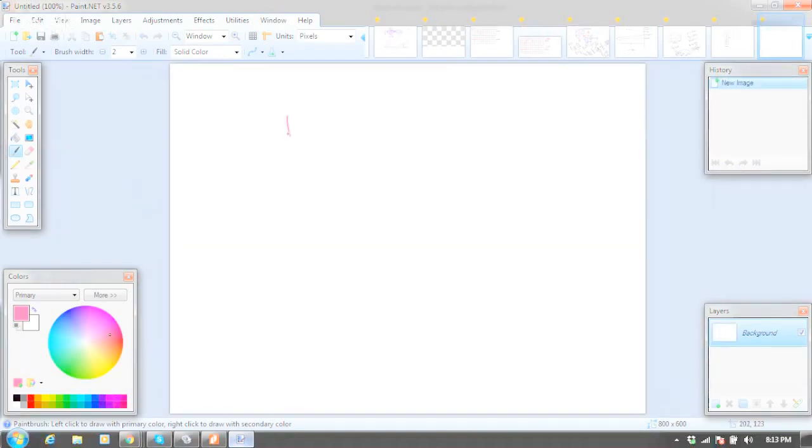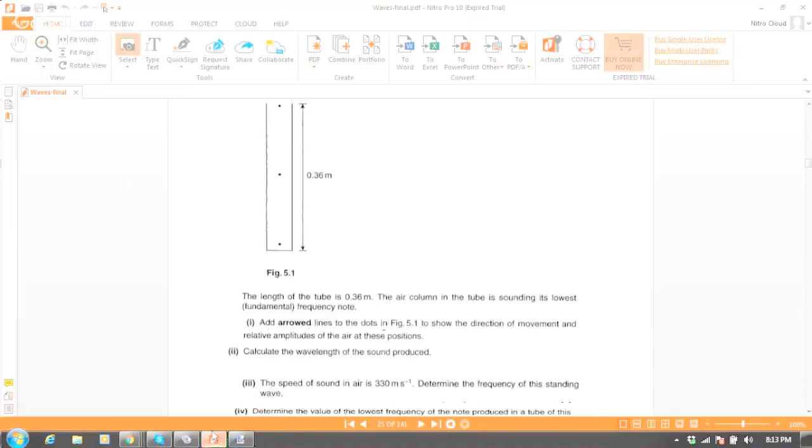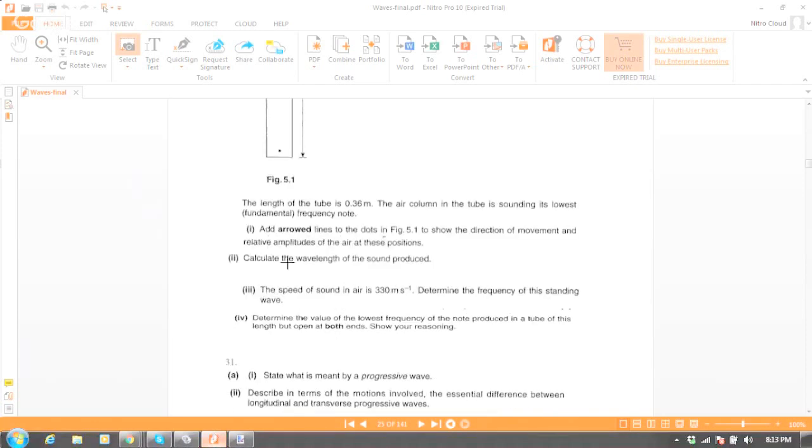So in case of the lowest frequency, this is node, and this is antinode. This will be the formation, and that is lambda by 4. So lambda by 4 is equal to length, and hence lambda is equal to 4L. Values आपके पास होंगी, आप नोट करके calculate करें. And then calculate the wavelength. We got it. The speed of the sound is given, hence frequency. Wavelength हमारे पास है, speed हमारे पास है, frequency हम निकाल लें.